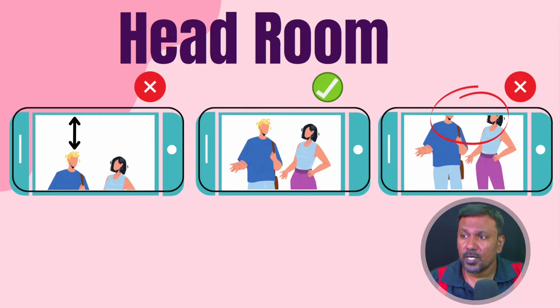The next thing you have to be careful about when you take the video is headroom. Headroom is the space between your head and the top of the screen. In order to look good, the space between your head and the top of the screen should be optimal. Too much space above your head will make the video undesirable. And if your head is cut off above the screen, how bad it will look, right?